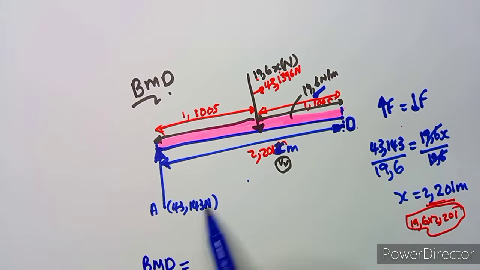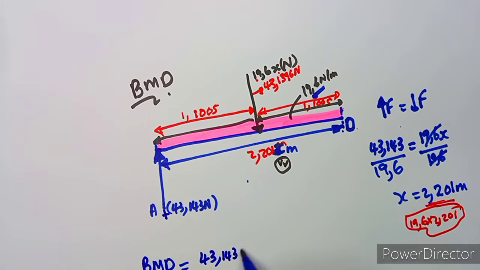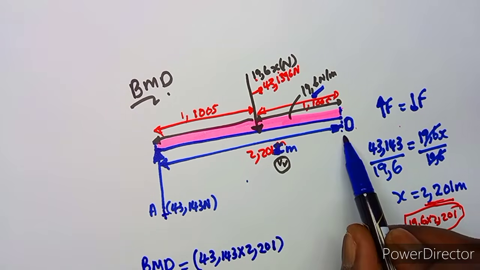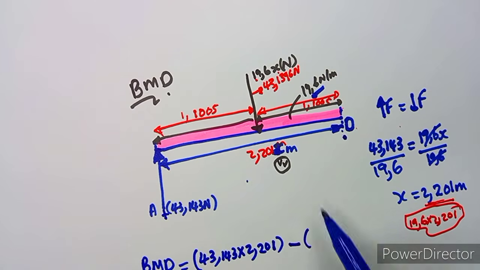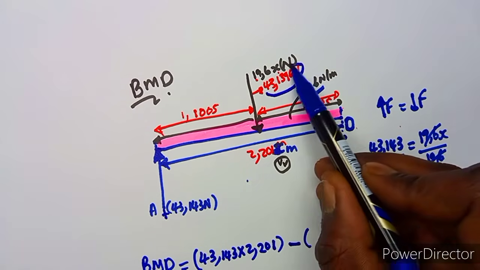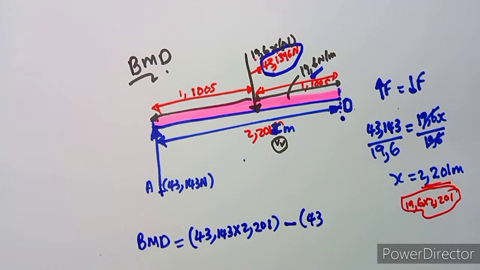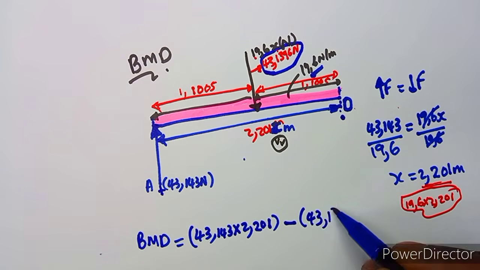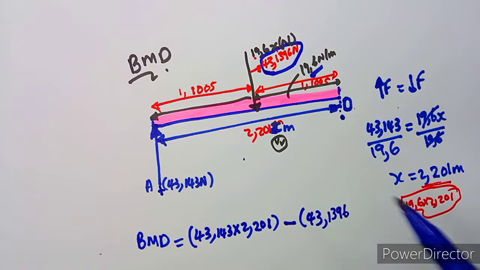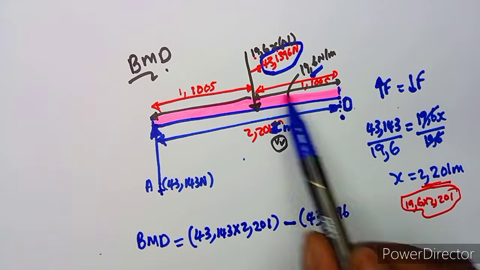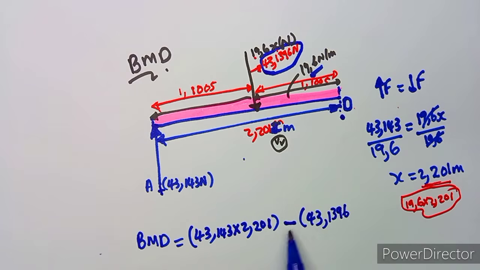We said you've got the distance, the force is positive actually here, 43.143 times the distance, which is what? 2.201. Okay, which is positive to point D. Minus, now we have 43, this is the force that you're going to take now, which is 43.1396, something like that. And the distance now is going to be what? This is a negative, that's why I subtract here.